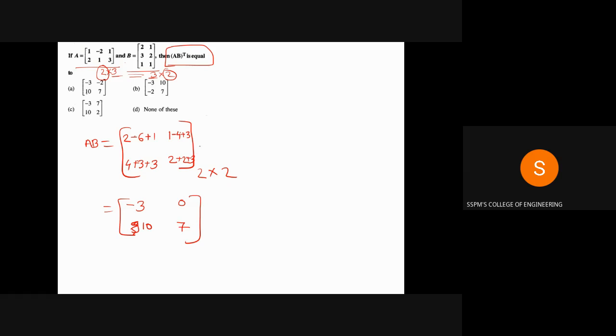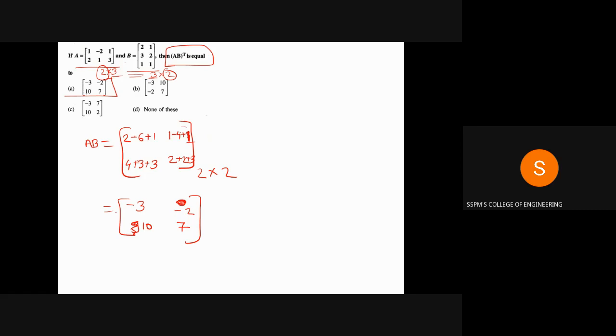So first row, second column, is it correct or not? First row, second column: 1 into 1 is 1, minus 2 into 2 is minus 4, 1 into 1 is 1, 1 into 1 is 1. So 1 plus 1 is equal to 2, and here it is minus 2, minus 3, minus 2, 10 and 7. Therefore the correct option will be this.